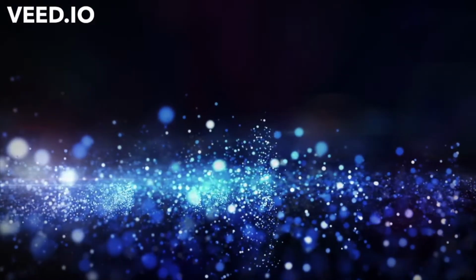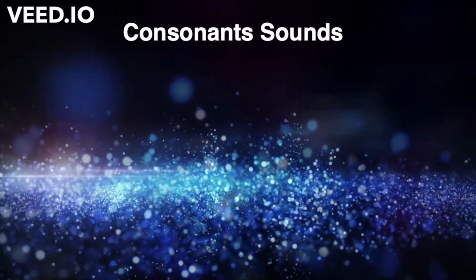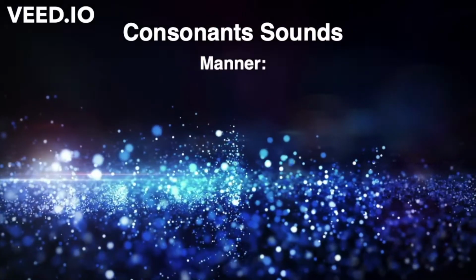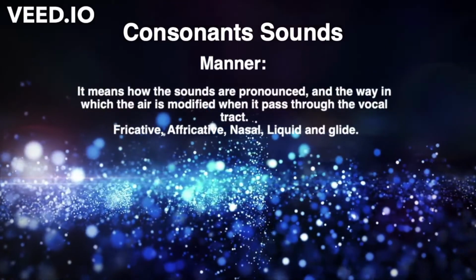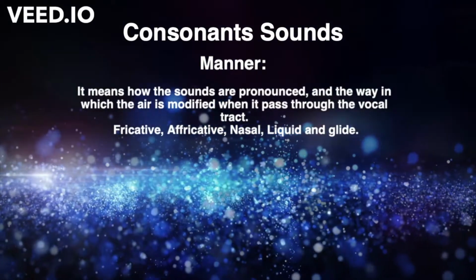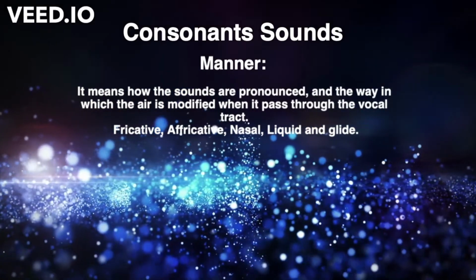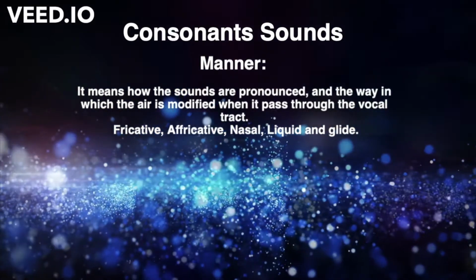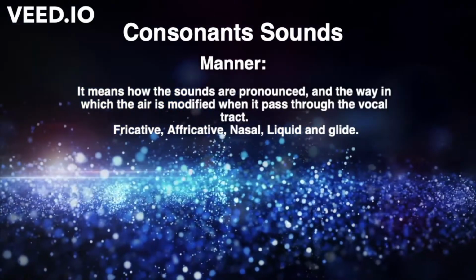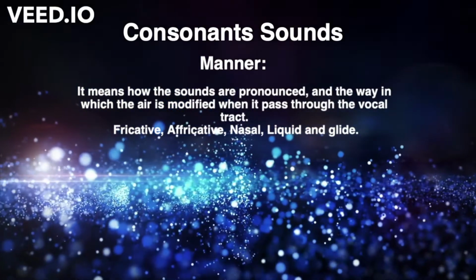Consonant sounds are divided in two forms, the first form being manner. It means how the sounds are pronounced and the way in which the air is modified when it passes through the vocal tract. Some examples of consonants can be stop, fricative, affricate, nasal, liquid, and glide.